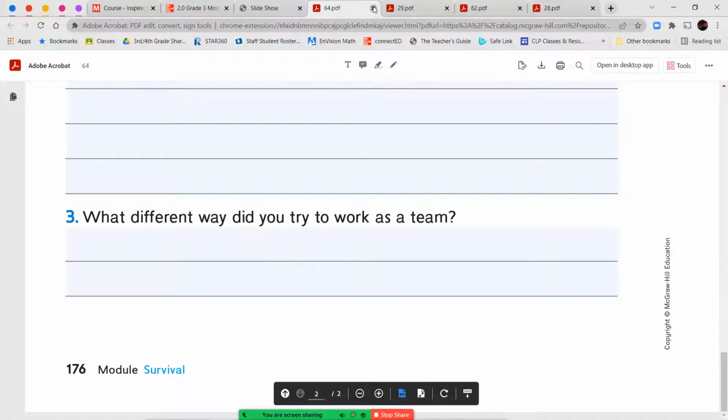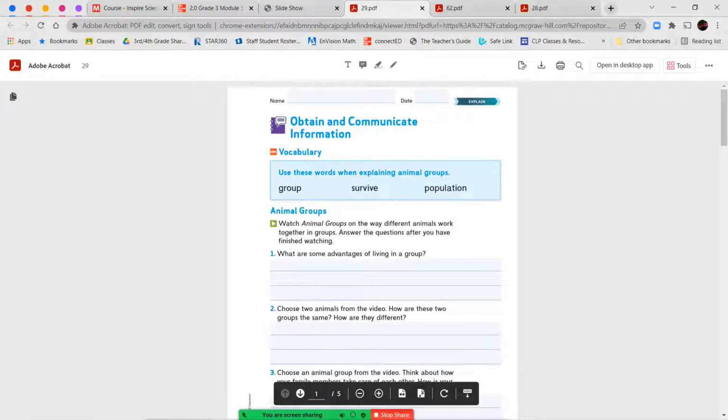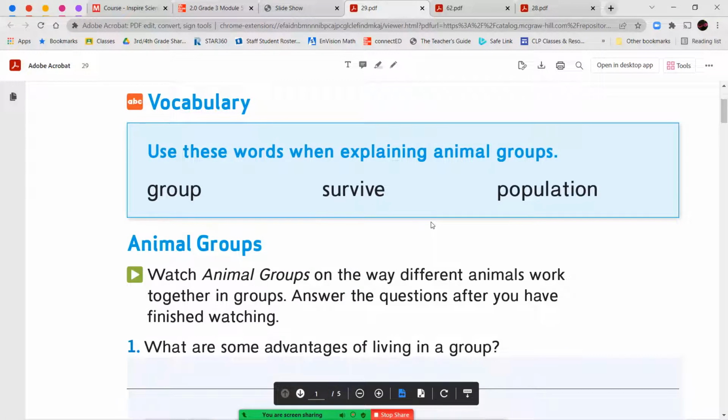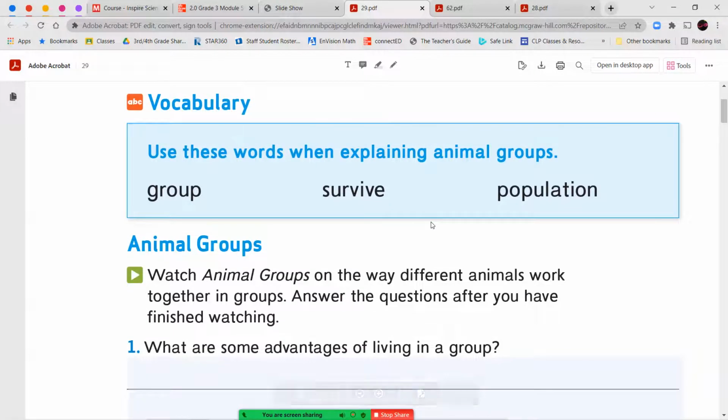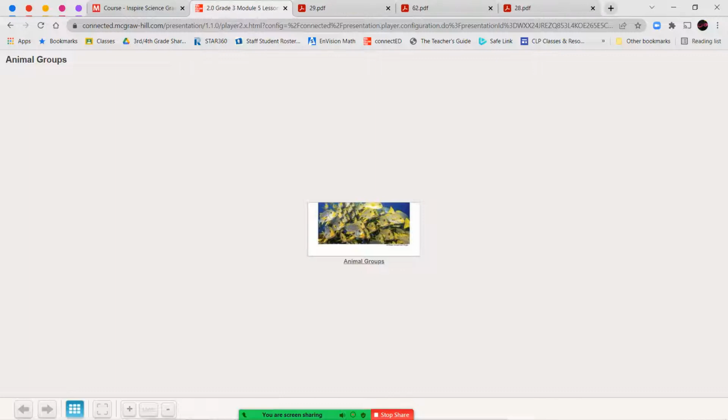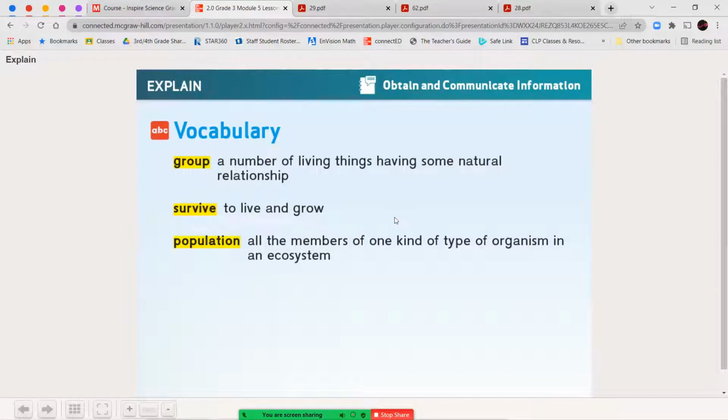Once you've completed that section using complete sentences, checking your spelling and grammar, we're going to go on and take a look at our vocabulary for this lesson. Now we have 3 vocabulary words for this lesson. We have the words group, survive, and population. Let's go ahead and take a look at the vocabulary words and their meaning.